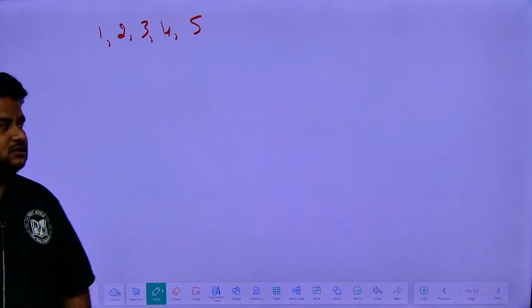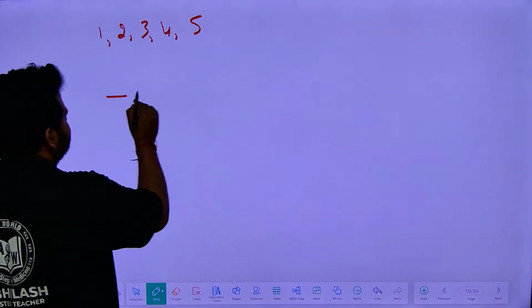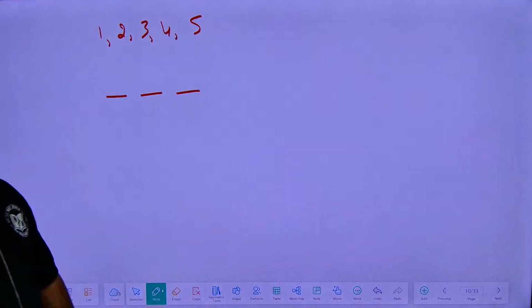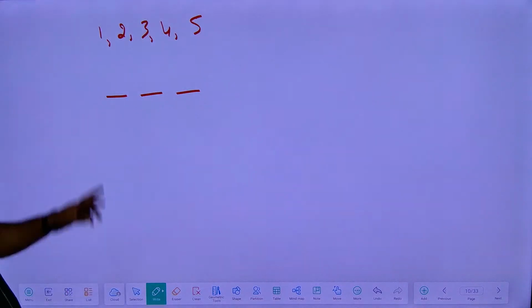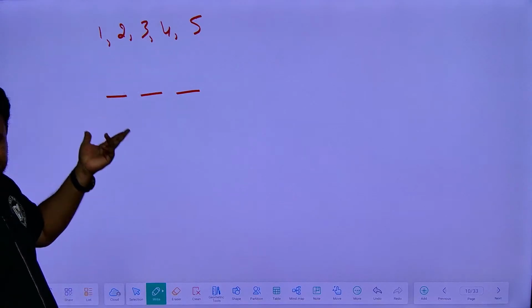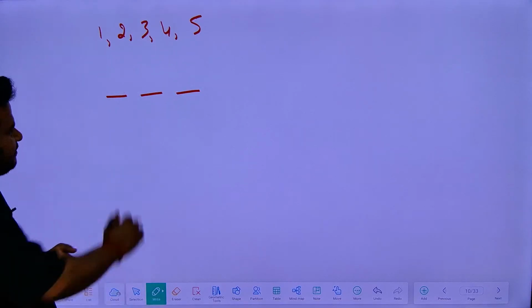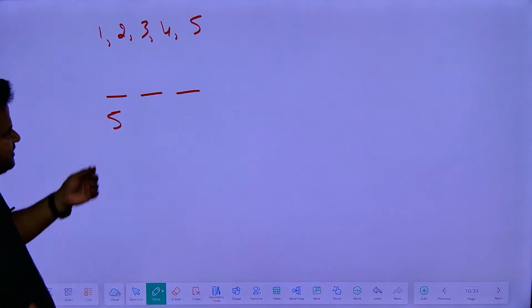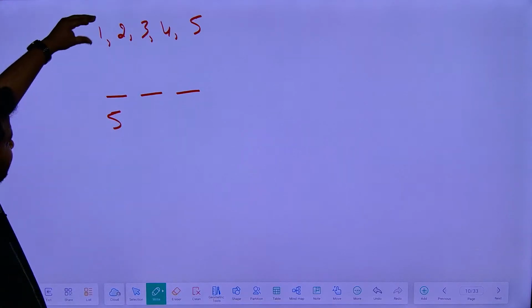What is the way I should write? See, a 3-digit number means 3 places. So in this first place, 1, 2, 3, 4, 5, 5 numbers are there. Any of the 5 numbers can come in this place.